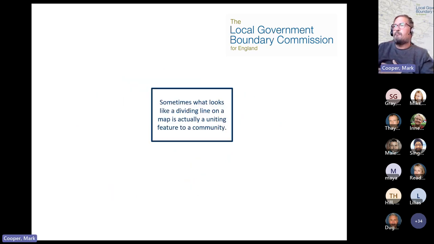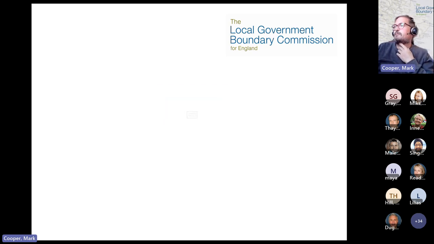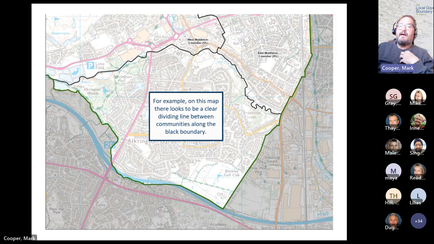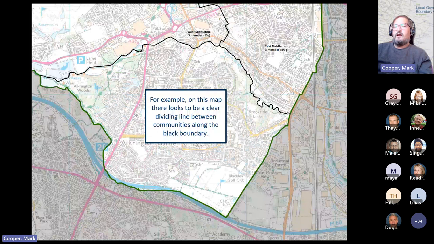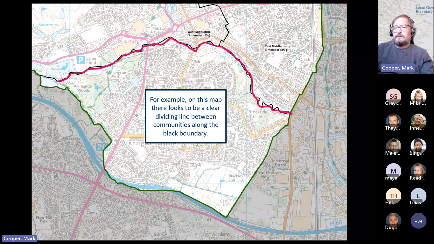Now, additionally, quite often, what looks like a dividing feature on a map, which we will get to look at, can actually be a uniting feature to a community that we do not know about because we are not present in the city. And I've got an example from a recent review here in Rochdale, so you can see the kind of evidence that the Commission looks at as part of its reviews. So here on this map, there looks to be what looks like a clear dividing line along the black boundary.